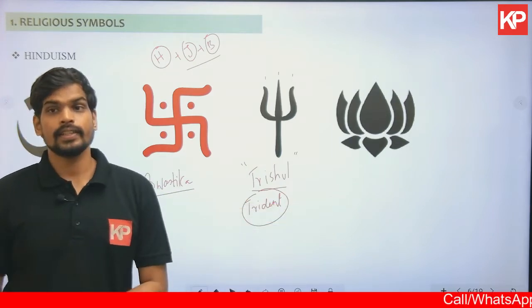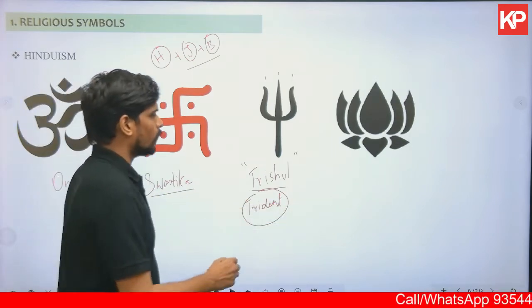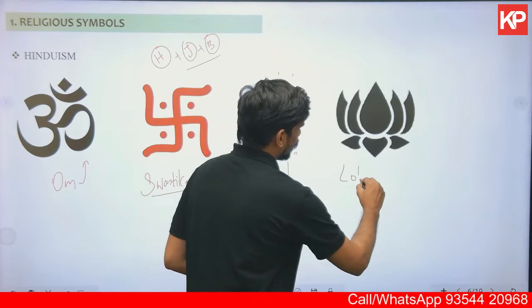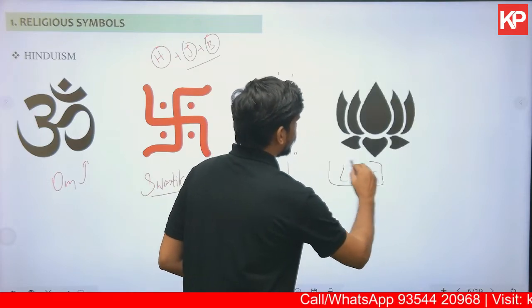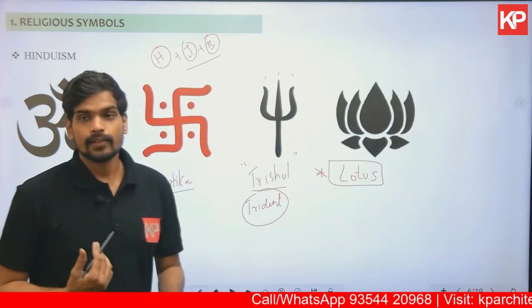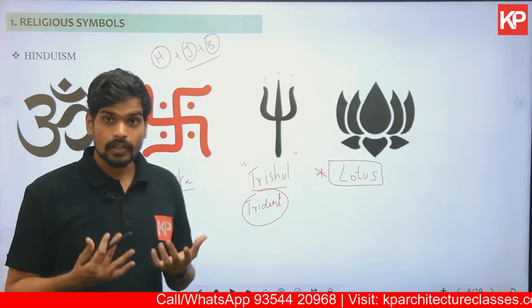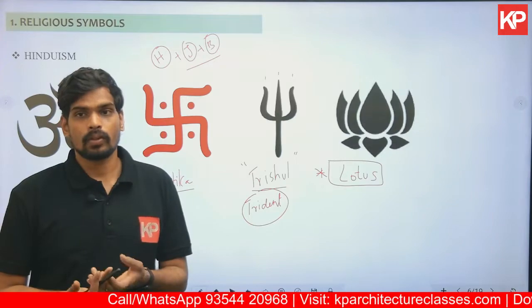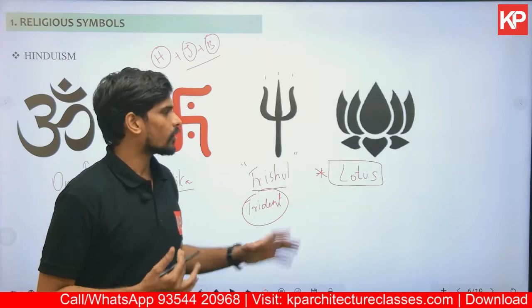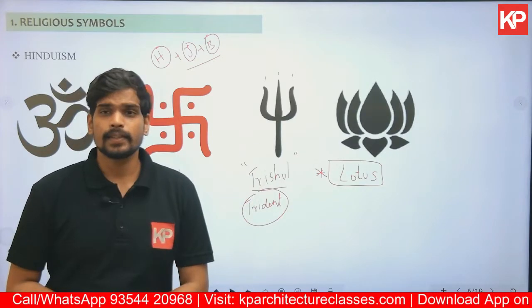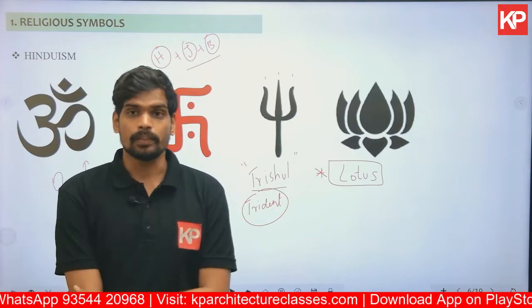And the final important religious symbol here is lotus. Lotus again is a symbol for prosperity. It is said that the goddess Lakshmi, that is goddess of prosperity, sits on a lotus. Not only that, even Brahma, one of the most important gods, also uses lotus to sit on it. So lotus is an important religious symbol associated with Hinduism.